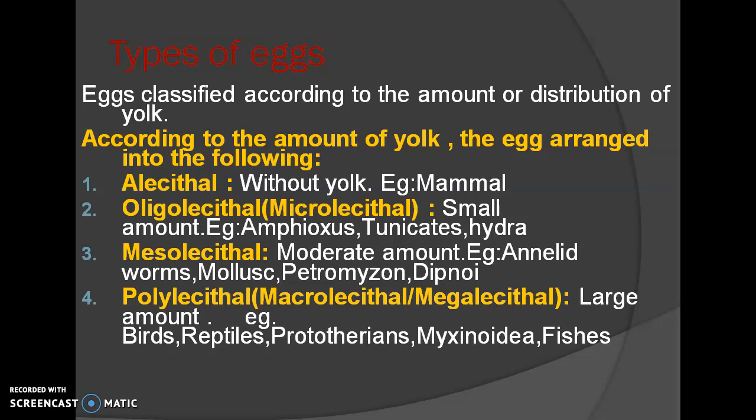Then the fourth category is called polylecithal or macrolecithal or megalecithal type of egg. Here also, as the name indicates, macro means large. So this type of egg generally possesses a large amount of yolk. The examples are reptiles, birds, prototherians. Prototherians are primitive mammals. Then myxinoids. Myxinoids are generally primitive fishes. Then the large fishes or the true fishes. So these types of organisms generally have a macrolecithal type of egg. So this is a classification of egg with respect to the amount of yolk.